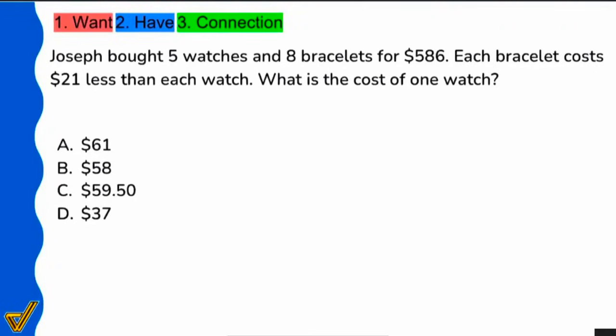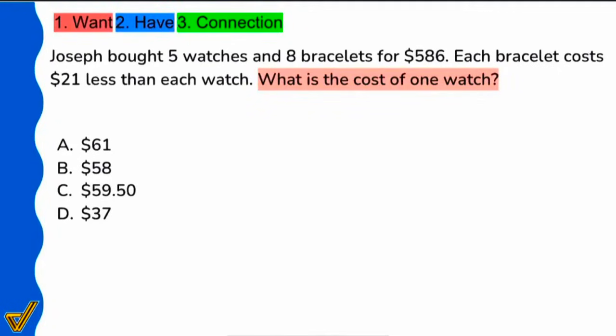Let's start with the simple things. No matter if you're confused or not, we can read a sentence. Everyone, what is it that we're looking for? Exactly. We're looking for the cost of one watch. So that's all we want. That's really all we want. What is the cost of one watch?